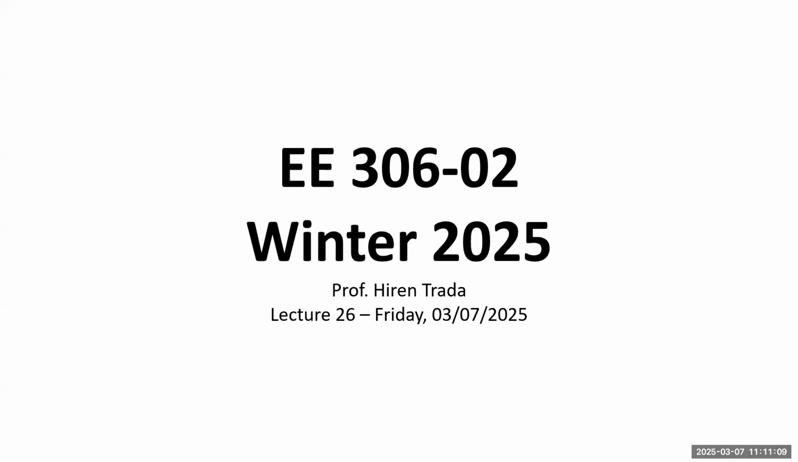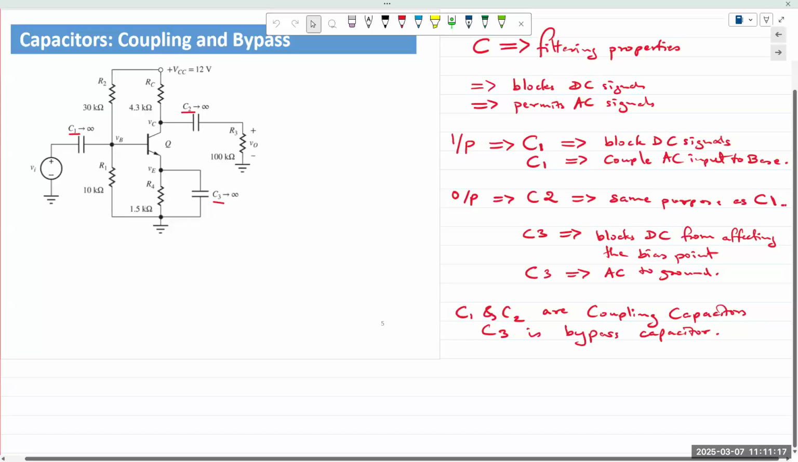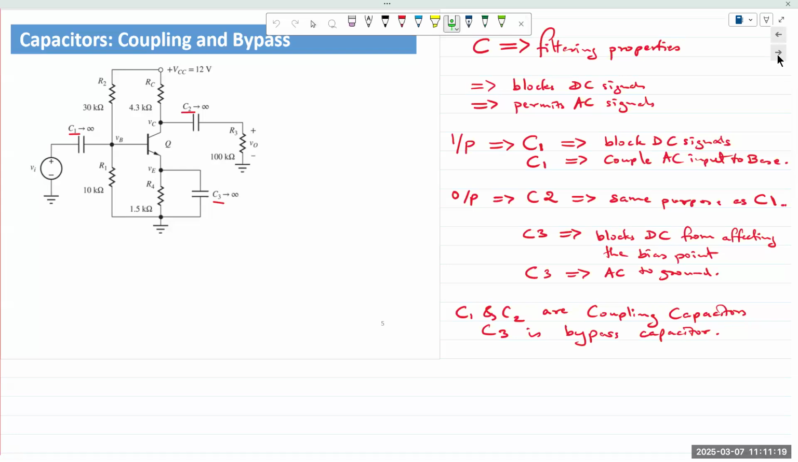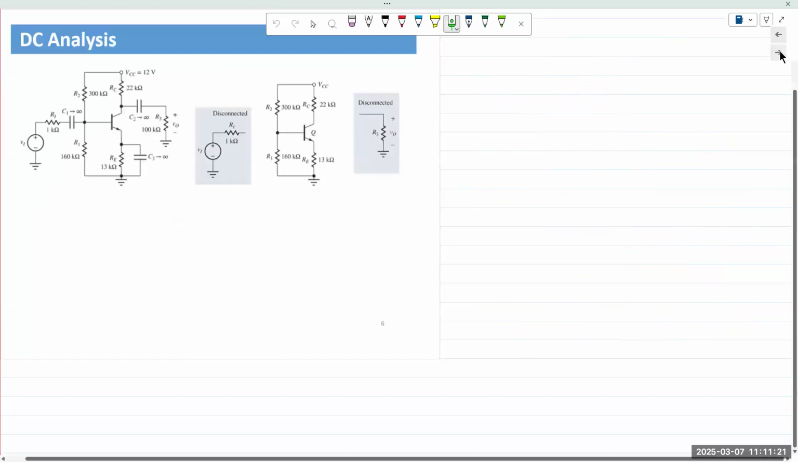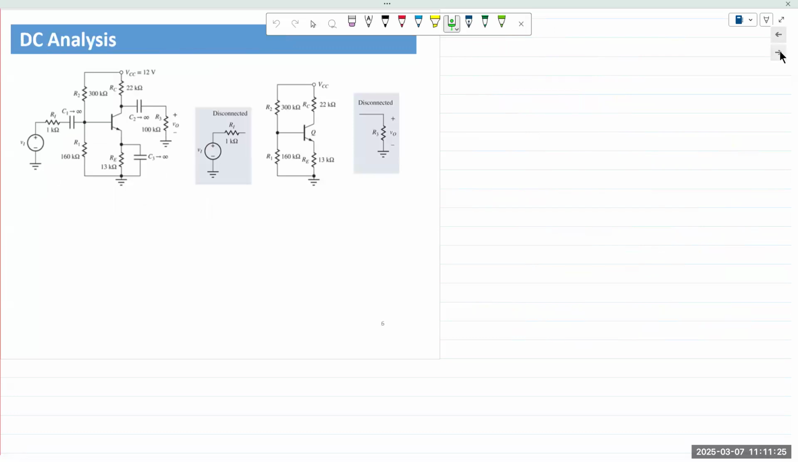Okay, we'll wrap up chapter 7 today. And so we stopped here with our coupling capacitors and bypass capacitors. And let's go to a DC and AC analysis.